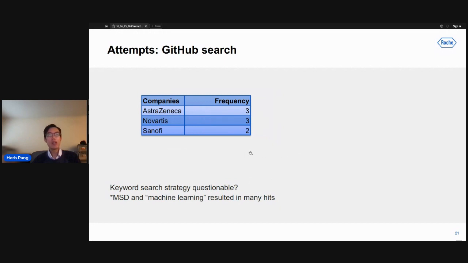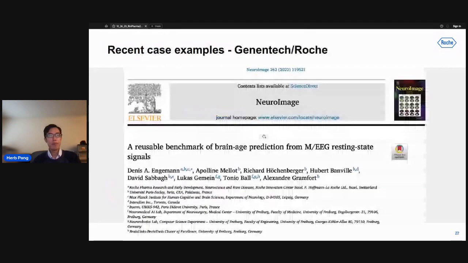Eventually, the results came out with these companies listed as the ones that have machine learning related work in GitHub. But it is not very similar to what we see from PubMed. So again, whether the search strategy is questionable or not. None of these results were further interrogated, given that it's hard to see whether the search is actually a good one.